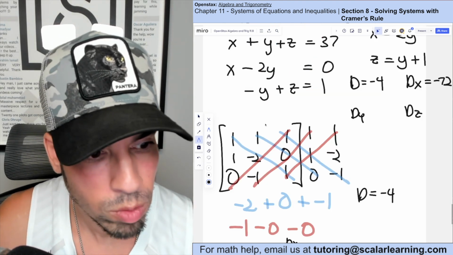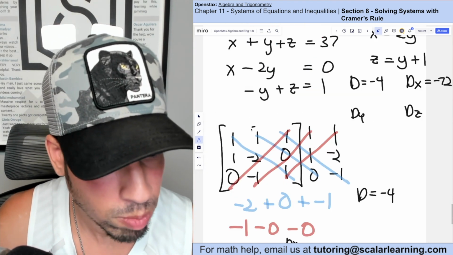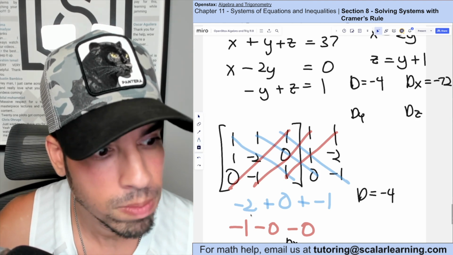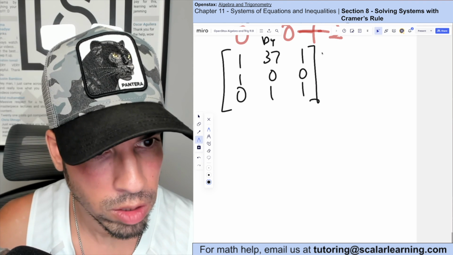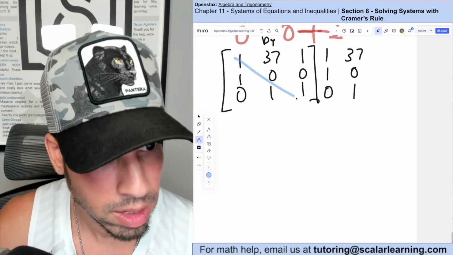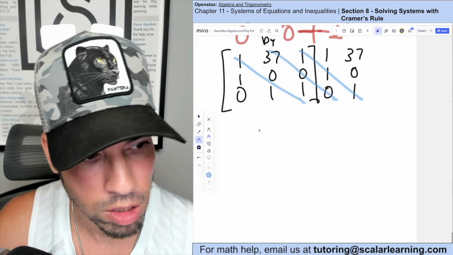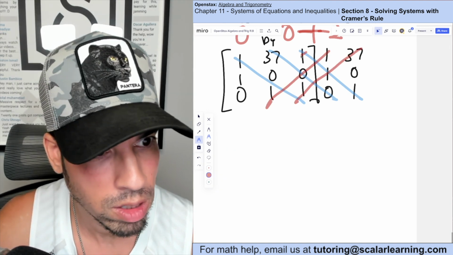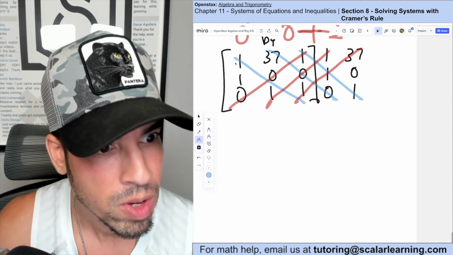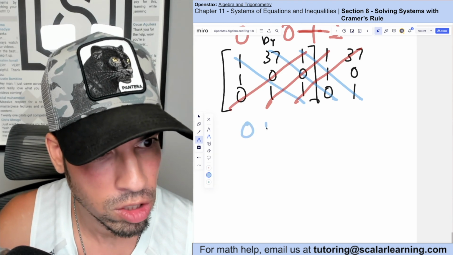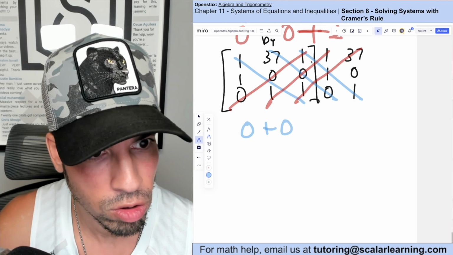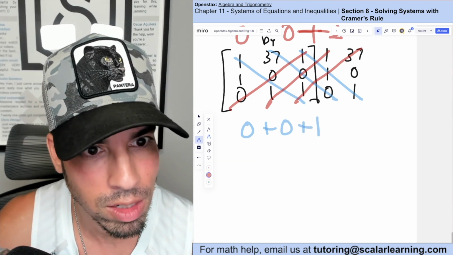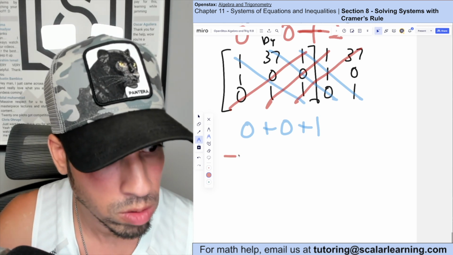Now we're going to go for Dy, again going back to this matrix, but replacing the y column with these constants. Let's write it out down below. So again, I'm going to rewrite column 1 and 2 over here. And then we're going to add this product, and this product, and then we're going to subtract this product, subtract that one, and subtract that one. Okay, let's write them out. So because we got a 0 in the mix, that's 0, another 0 in the mix, that's 0, and then all ones, so that's 1 when we multiply, then minus 37 times 1, which is 37.